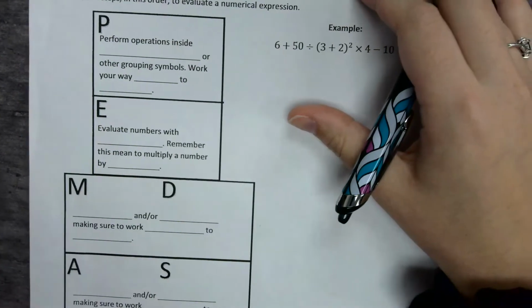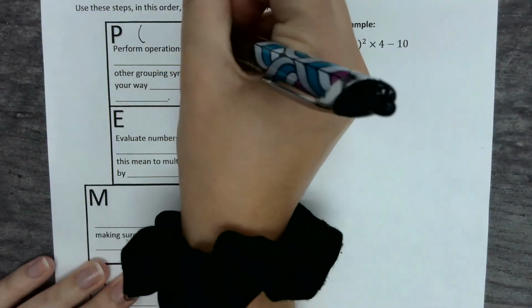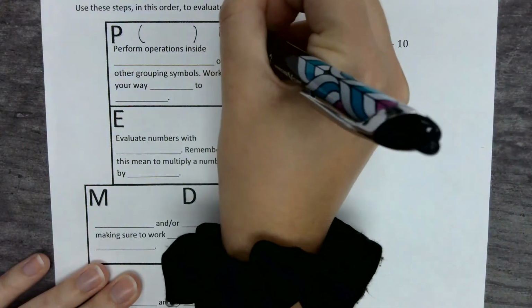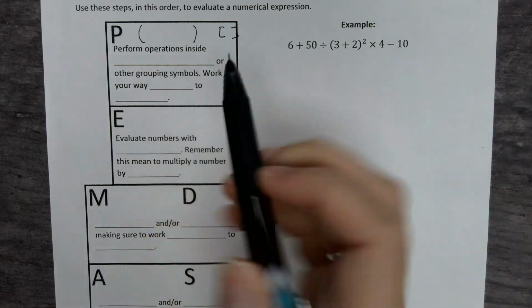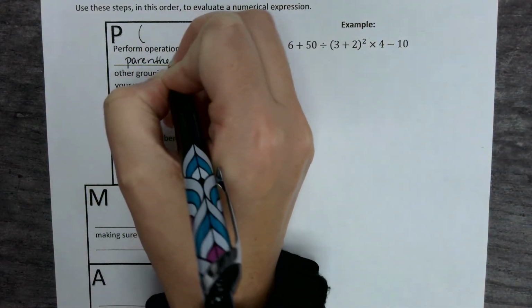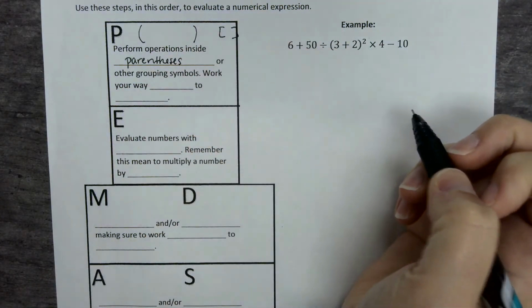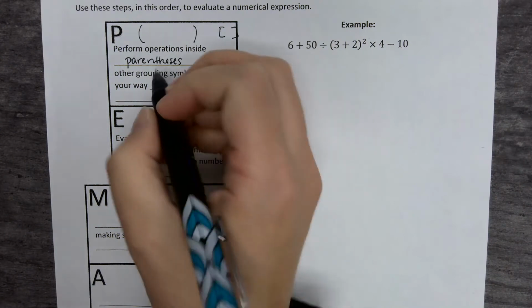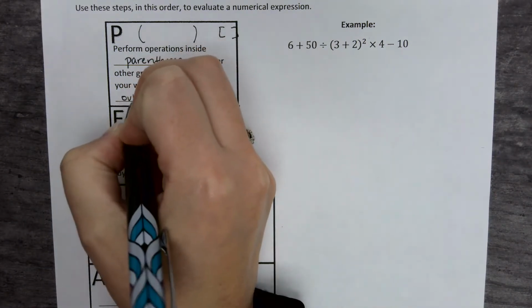So the P, remember, stands for parentheses. They look like this. Sometimes they look like little boxes around here. We're going to perform operations inside the parentheses, or other grouping symbols like those little brackets. When we have parentheses, we're working our way inside to outside.